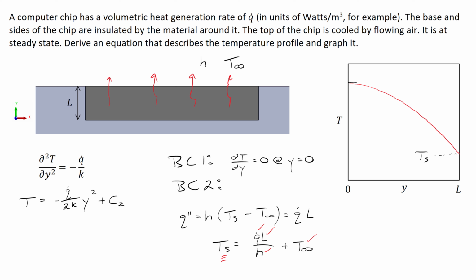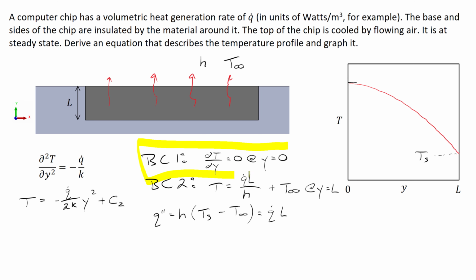So we do have enough information now to define the second boundary condition, which is that the temperature is equal to these terms at Y equals L. The first boundary condition, again, is that the base of the chip is insulated, and the second boundary condition we can only come up with by way of the energy balance. So I've equated two different ways to define the flux at the top of the chip. Let's use that second boundary condition to solve for the second constant of integration.